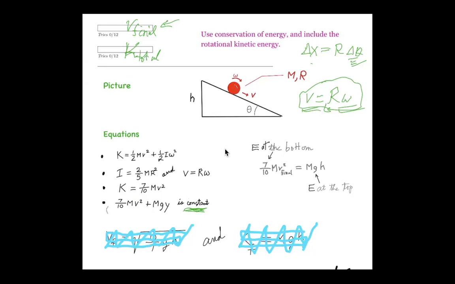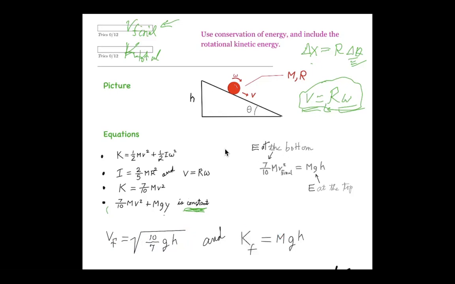At the bottom, y is 0, and it's just 7 over 10 mv squared. At the top, v is 0, because it starts from rest at the top, and y is h. So the energy is mgh at the top, it's 7/10 mv final squared at the bottom, and those have to be the same. So we can immediately solve for v final. The m's cancel, multiply through by 10 over 7, and take the square root. And that's the first question.